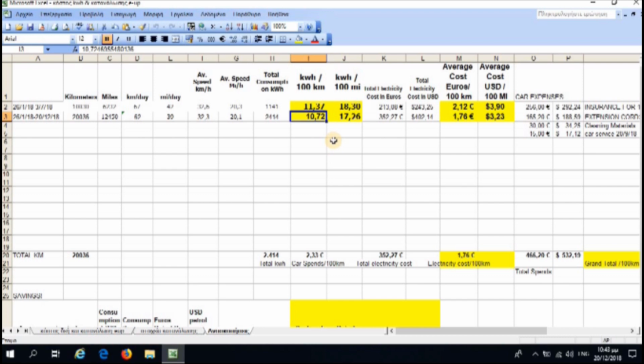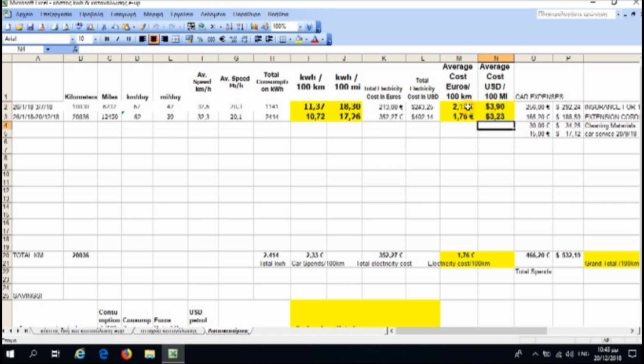We were driving during summer mostly, and probably with less speed, and we knew the car a little bit better. So this number, it's really low. Our consumption is really low. And here is the total cost of electricity, 213 euros, 243 US dollars, and this is the greatest thing.